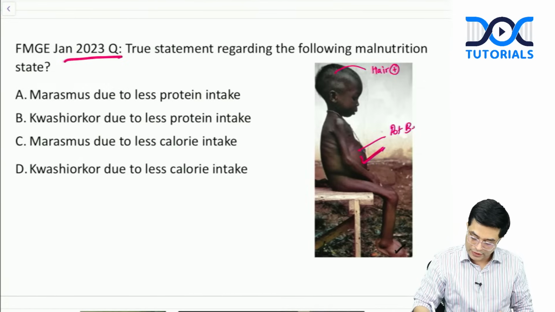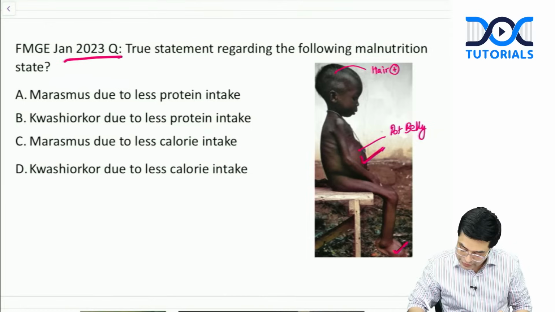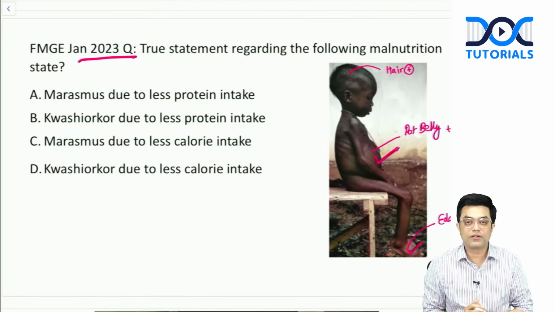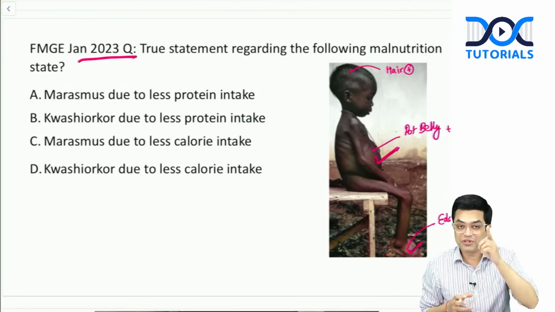Pot belly. And most importantly, see carefully here, his lower limbs, you will find that this child is having edema in the lower limbs. So pot belly, edema and hair being present, what is the likely diagnosis we are looking at? We are looking at Kwashiorkor.